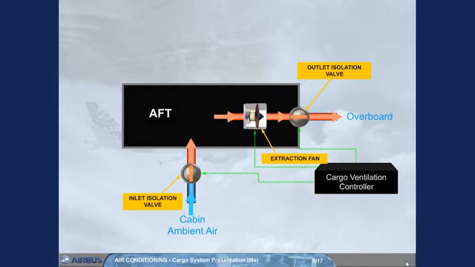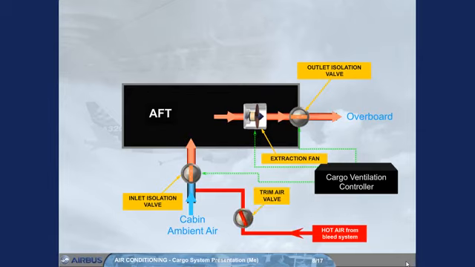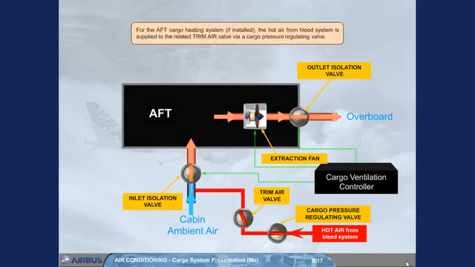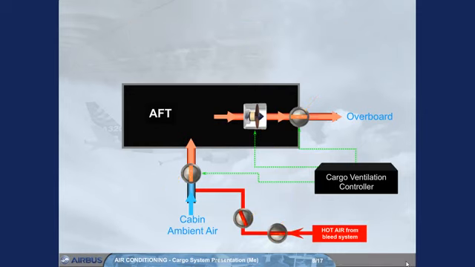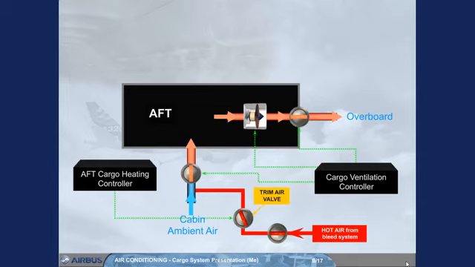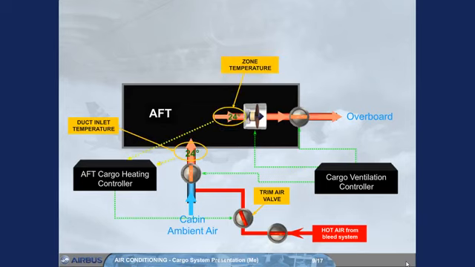For the aft cargo heating system, if installed, the hot air from the bleed system is supplied to the related trim air valve via a cargo pressure regulating valve. The aft cargo heating controller controls the related trim air valve and monitors the related duct inlet and zone temperatures.